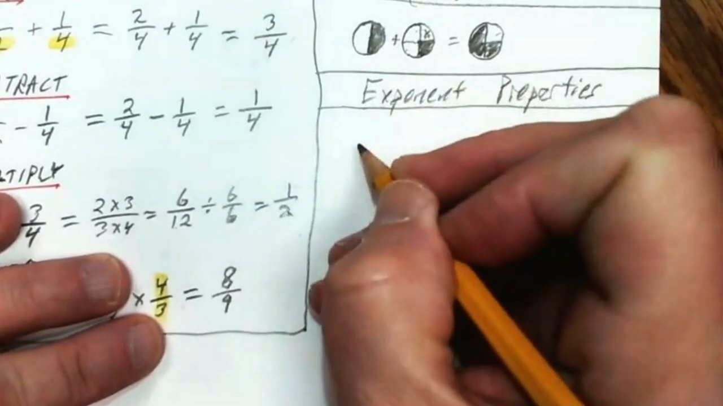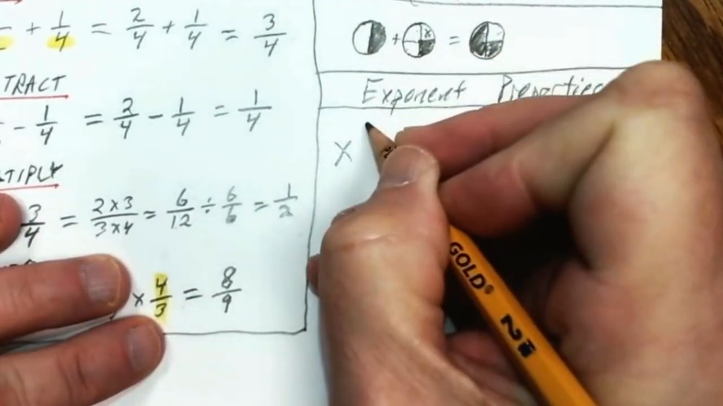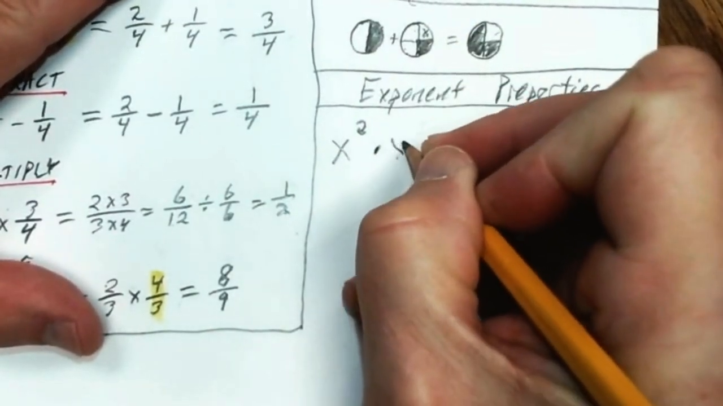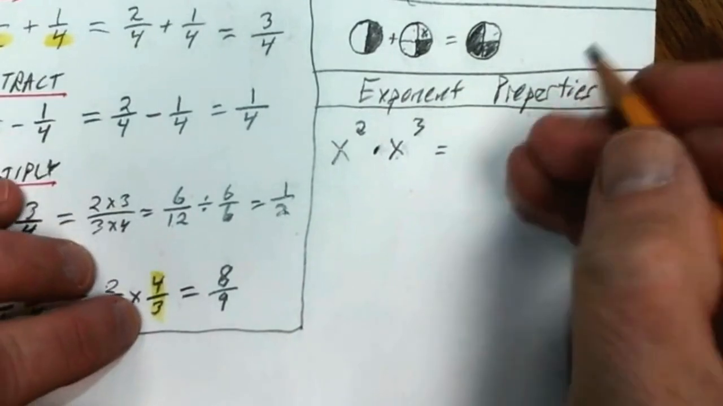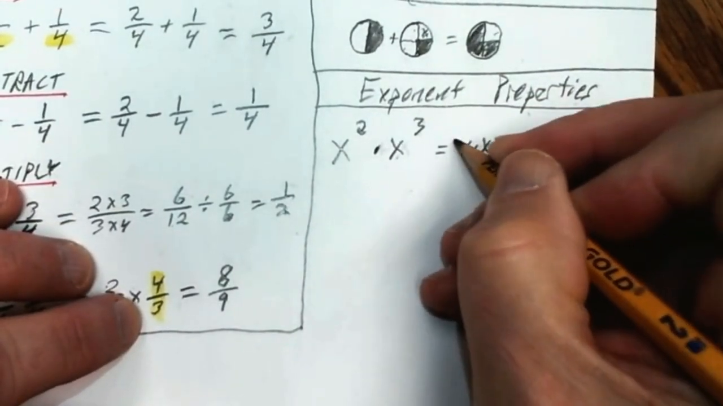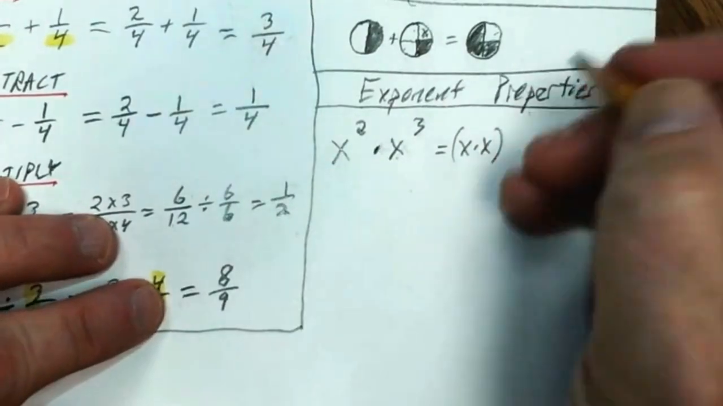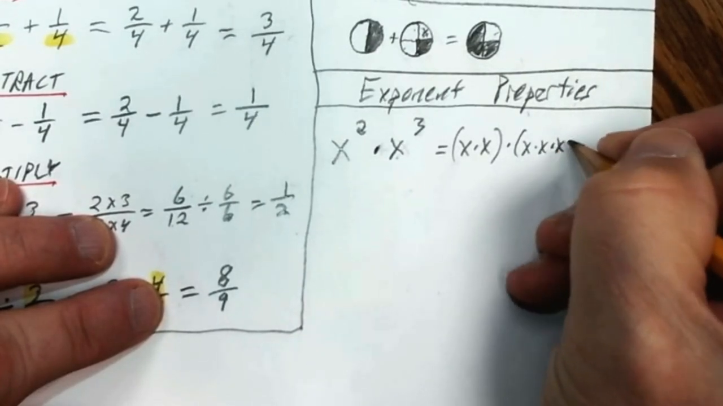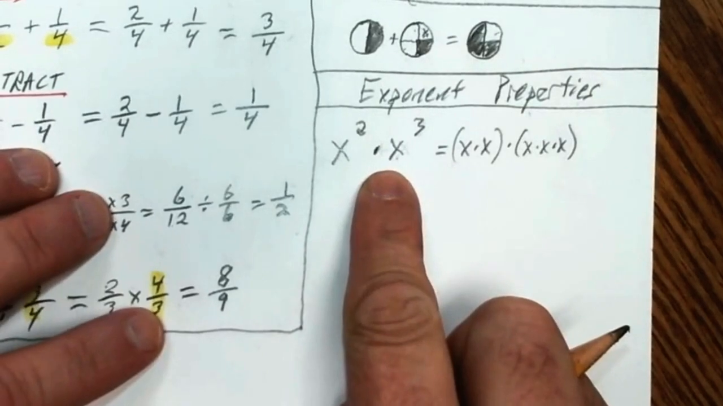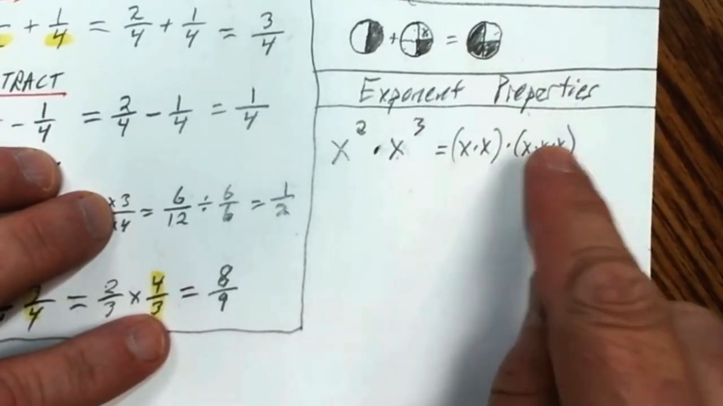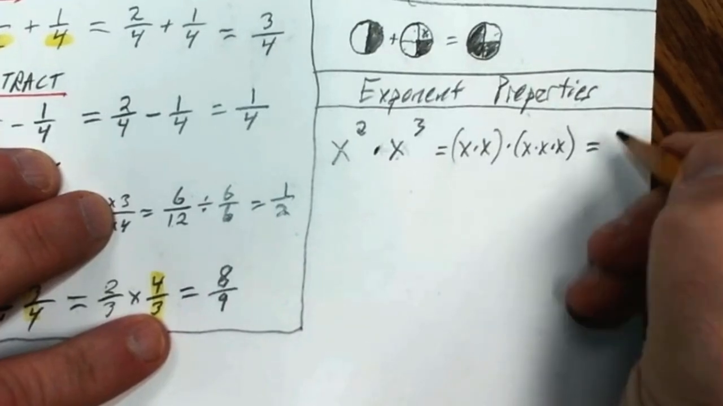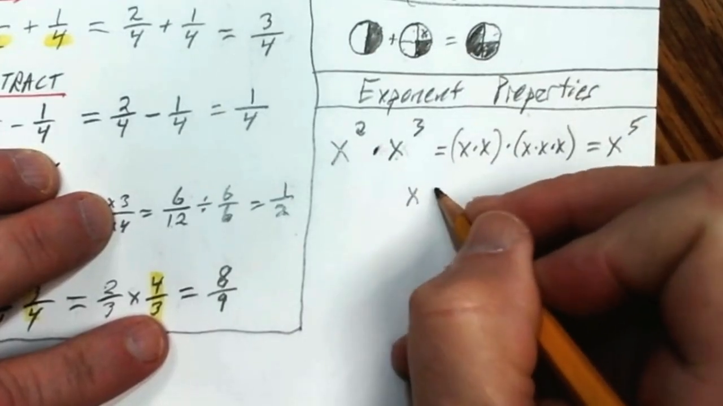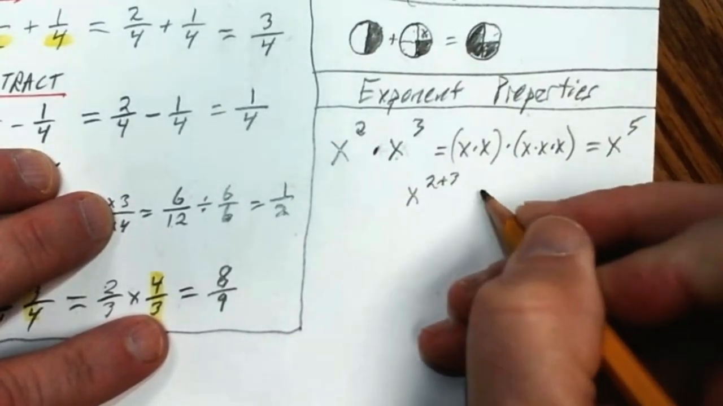All right. If we have x to the second, if we take x squared times x to the third, what is that? That is x times x, right? That's what x squared is, times x times x times x, because that's what x to the third is. So we just have x times x times x times x times x, x to the fifth. So that means it's the same as x to the 2 plus 3. We can just add the exponents.